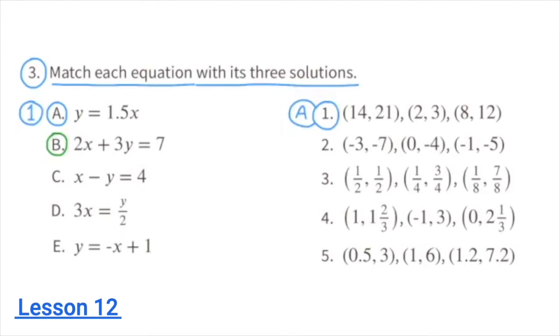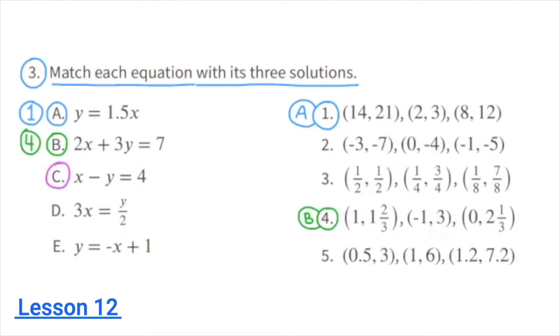B. 2x plus 3y equals 7. Substitute the -1 for x and the 3 for y, and you have 2 times -1 plus 3 times 3 equals 7. A -2 and a +9 is the same as 9 and a -2, which is 9 minus 2, or 7. I used the ordered pair -1 and 3 from number 4. All the other ordered pairs in number 4 also work. Equation B is a match with number 4 solutions.